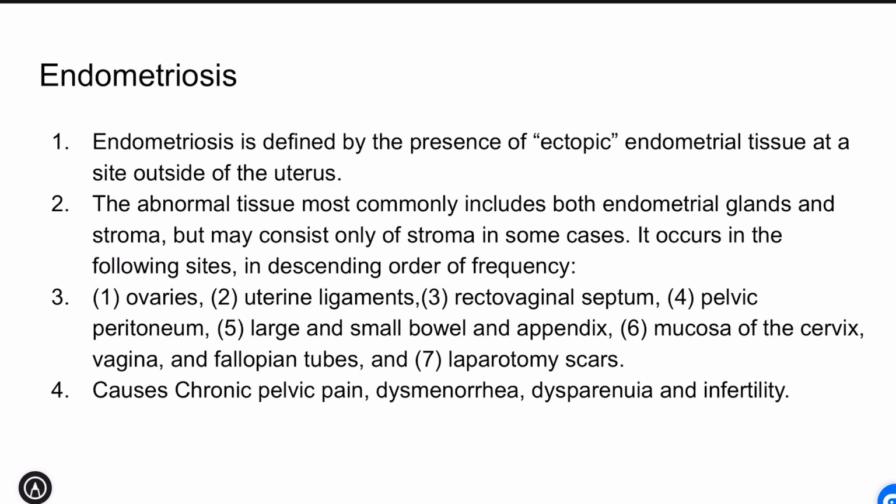This abnormal tissue most commonly includes both endometrial glands and stroma, but sometimes it may consist only of stroma. It occurs in various sites such as ovaries, uterine ligaments, rectovaginal septum, pelvic peritoneum, large and small bowel and appendix, mucosa of cervix, vagina and fallopian tubes, and laparotomy scars.